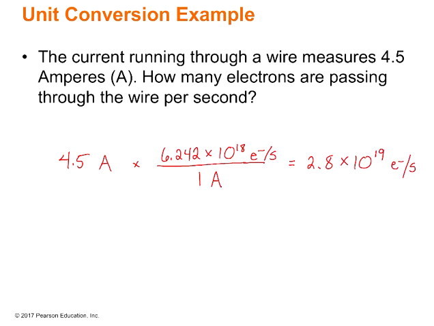And I limited my answer to 2 significant figures because that's how many sig figs we had in the beginning. And remember, with multiplication, we always want to limit our answer to the fewest number of sig figs, or the least accurate measurement. All right, so that conversion isn't too bad.